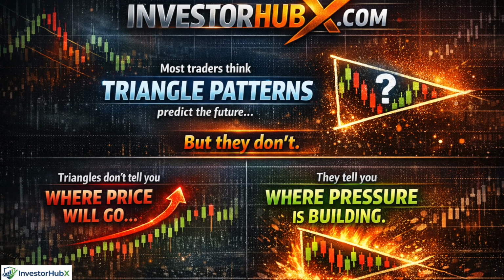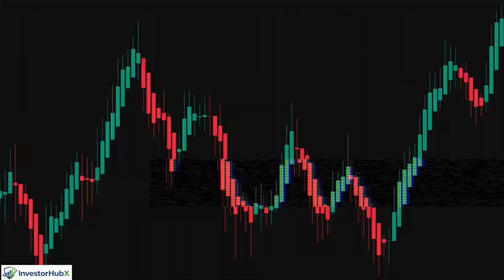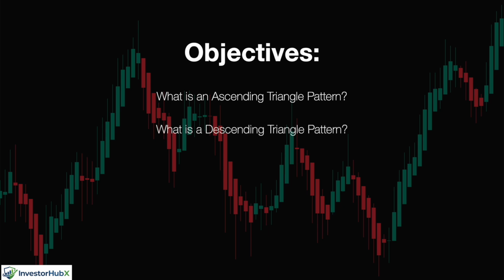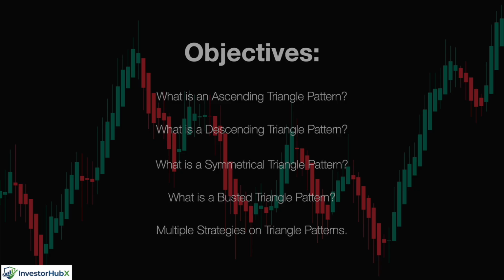Most traders think triangle patterns predict the future, but they don't. Triangles don't tell you where price will go. They tell you where pressure is building. In this video, we're going to look at what an ascending triangle is, what a descending triangle is, what a symmetrical triangle is, what a busted triangle is, and multiple strategies for trading triangle patterns. Let's begin.